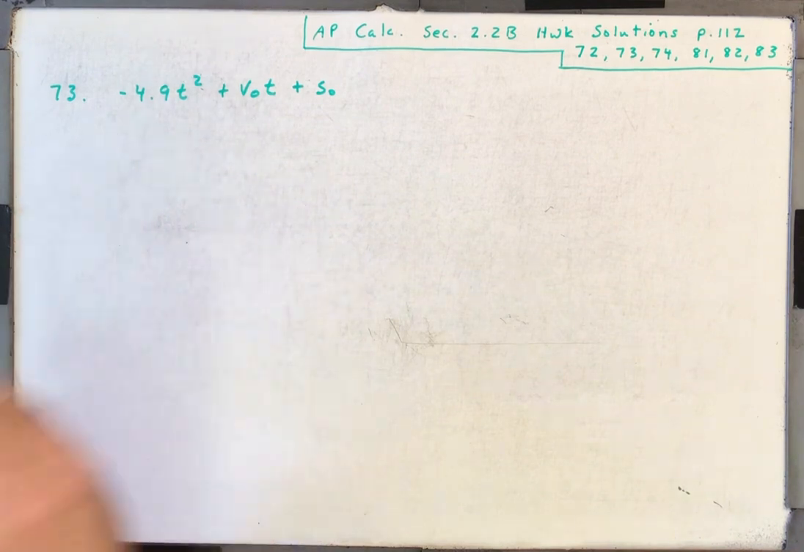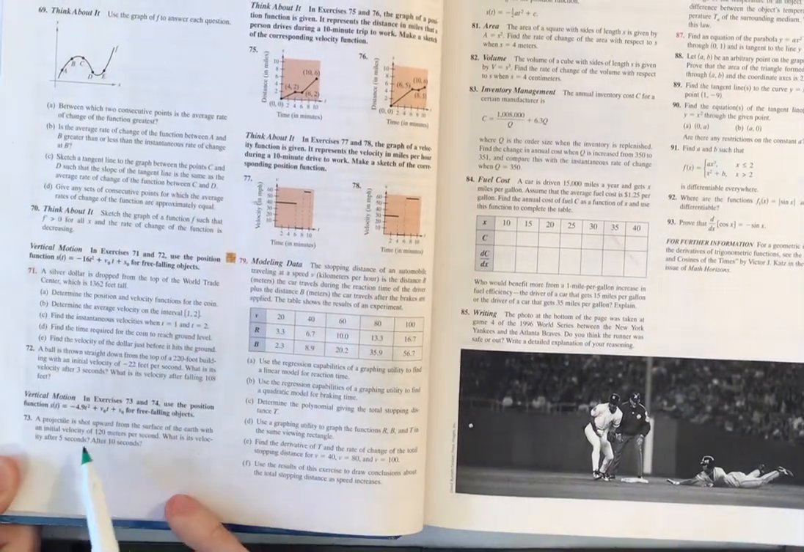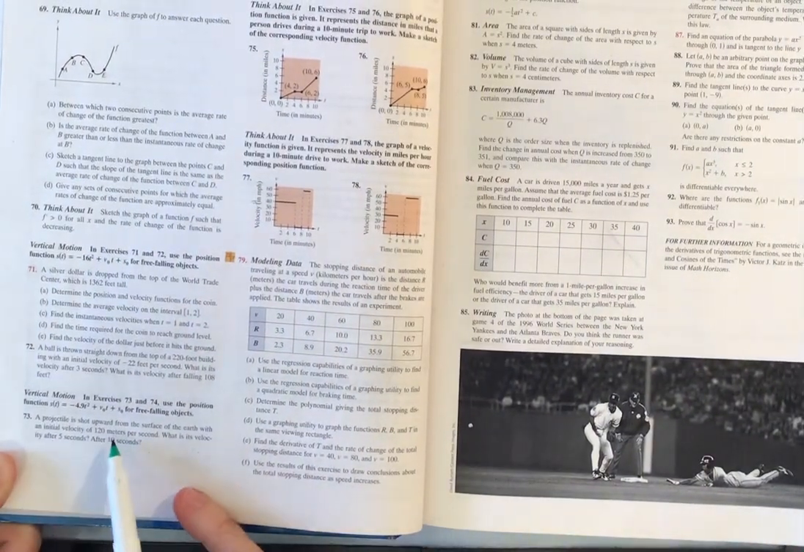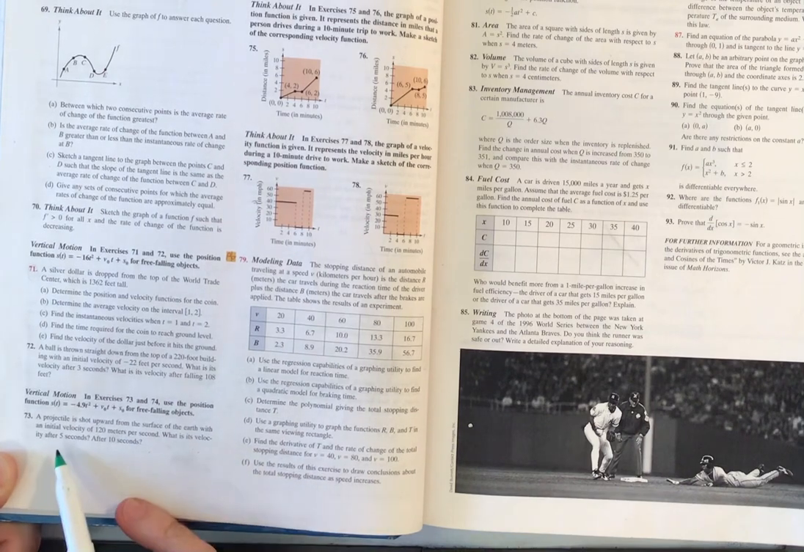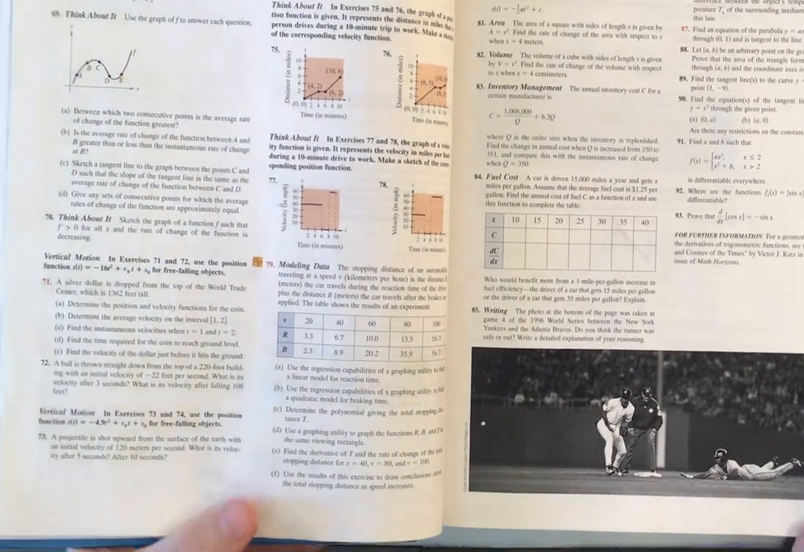So it says a projectile is shot upward from the surface of the Earth with an initial velocity of 120 meters per second. What is its velocity after 5 seconds, after 10 seconds?